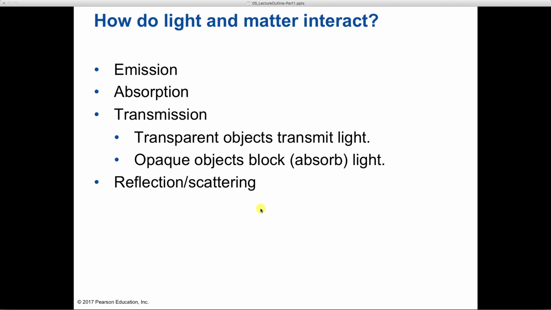If an object is transparent, it transmits a lot of light. If an object is opaque, it blocks or absorbs a lot of light. It doesn't transmit much. So there's different degrees of transmission. A lot of transmission means it's transparent. Not a lot of transmission means it's opaque. In other words, there's a lot of absorption.